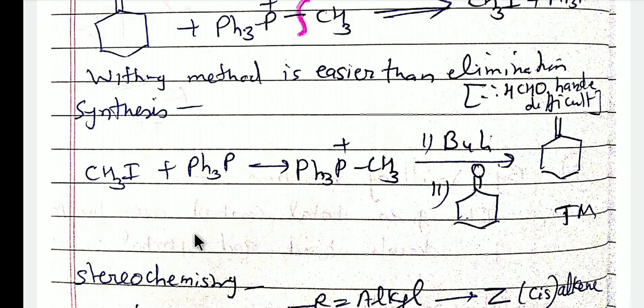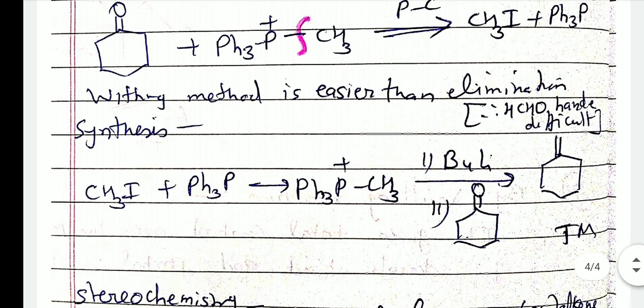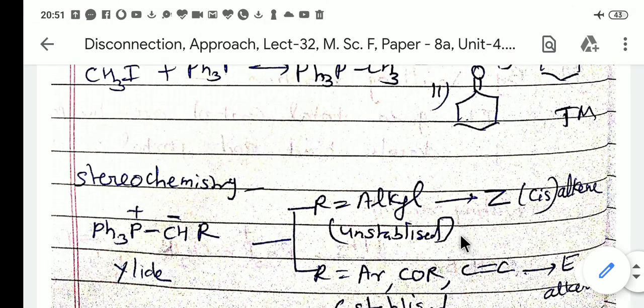Now by the Wittig reaction, how can the olefin be prepared? This is the starting material, and it forms the halide, which on reaction with butyl lithium and cyclohexanone forms the target molecule, the olefin. Now what is the stereochemistry of this reaction, the Wittig reaction?